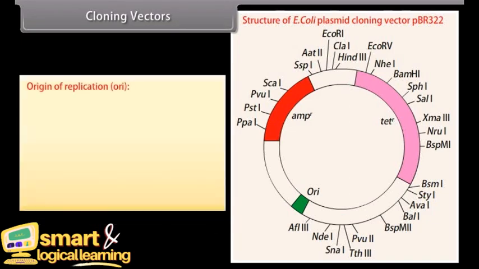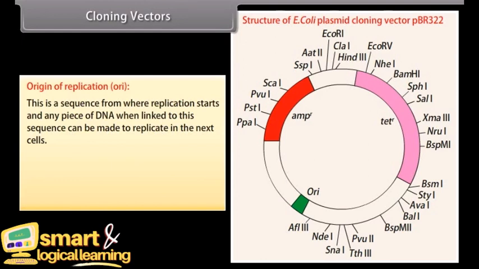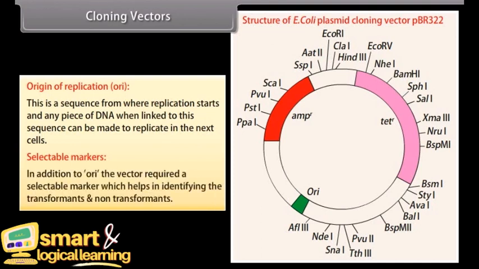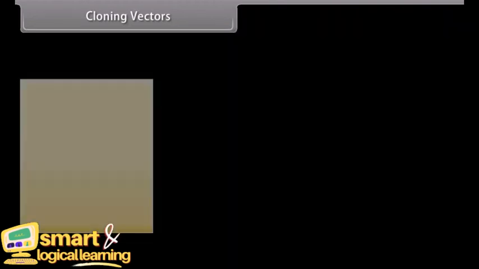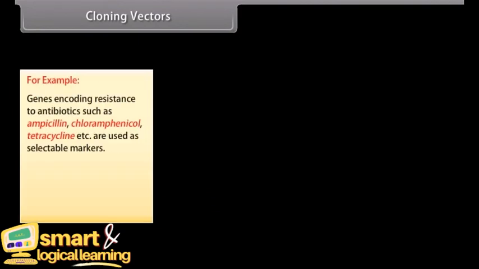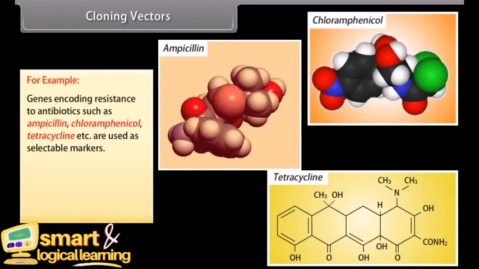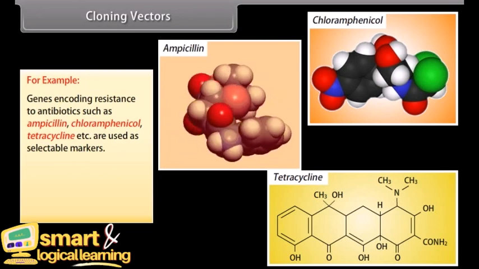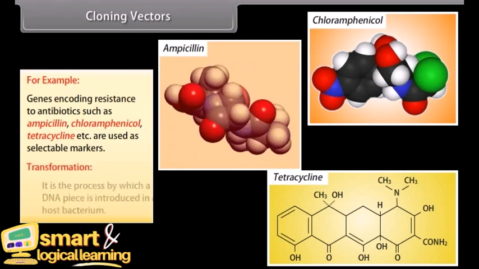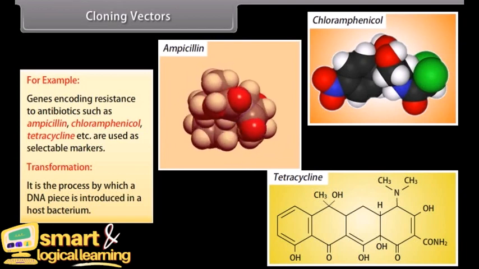Origin of replication. This is a sequence from where replication starts, and any piece of DNA, when linked to this sequence, can be made to replicate in the host cells. Selectable markers. In addition to ORI, the vector requires a selectable marker which helps in identifying the transformants and non-transformants. For example, genes encoding resistance to antibiotics such as ampicillin, chloramphenicol, tetracycline, etc. are used as selectable markers. Transformation. It is a process by which a DNA piece is introduced into a host bacterium.